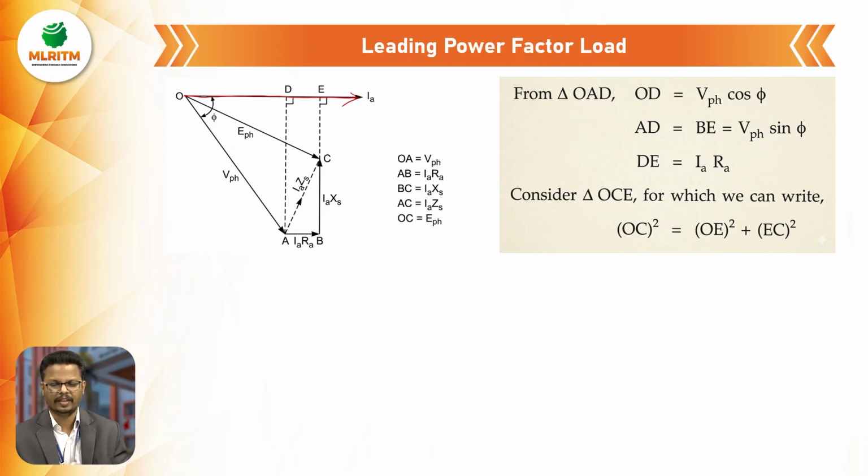When we take IA as the reference, the voltage should lead. So here we have a voltage, that is the OA line. The IaRa should be parallel, so AB is parallel to IA, and IaXs should be drawn perpendicular. The resultant is E phase. The resultant of IaRa and IaXs gives the impedance drop, that is this line AC, IaZs.